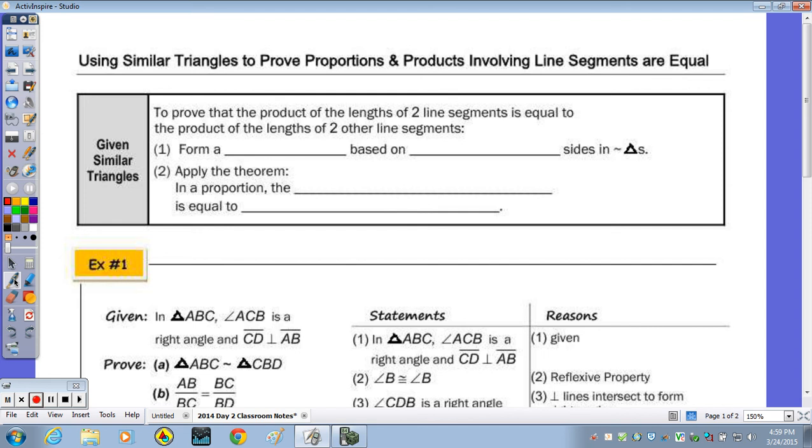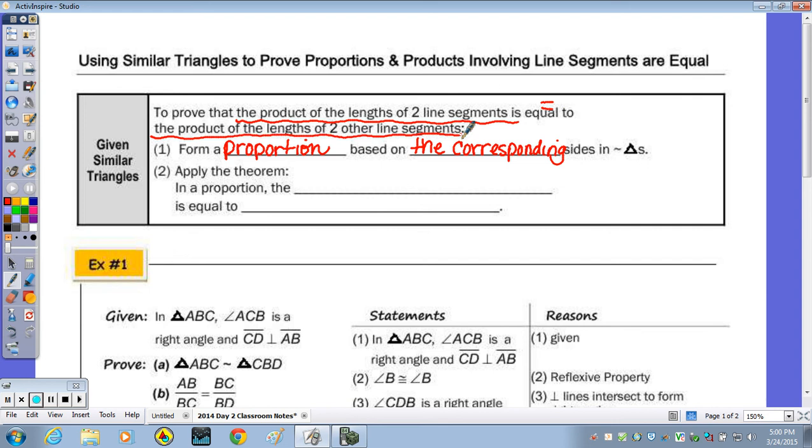The first thing we do is we form a proportion. And the proportion is based on the corresponding sides in the similar triangles. And then, again, you're proving that the product of the lengths of two line segments is equal to the product of the lengths of the other two line segments. So this is the cross product.